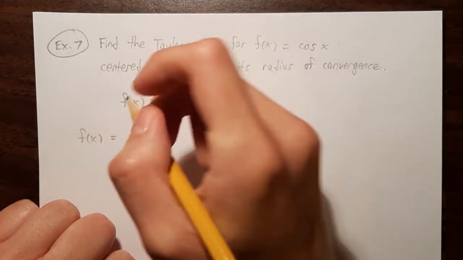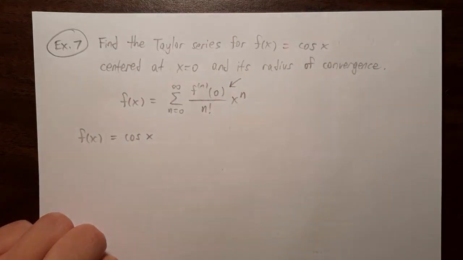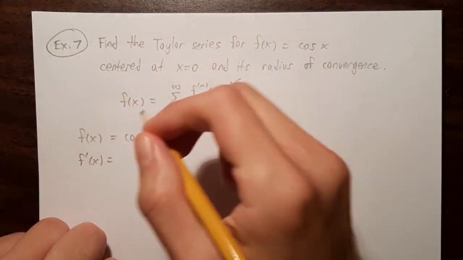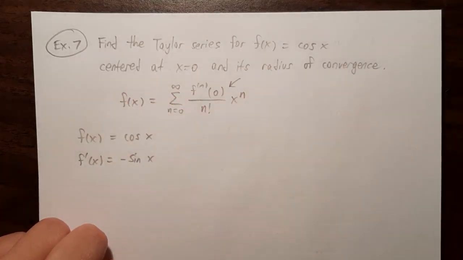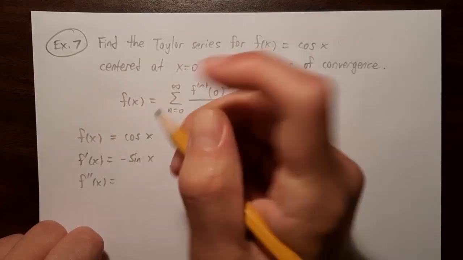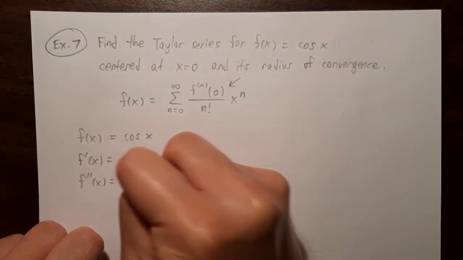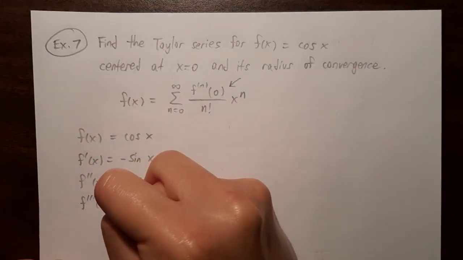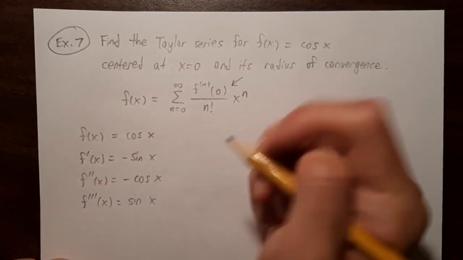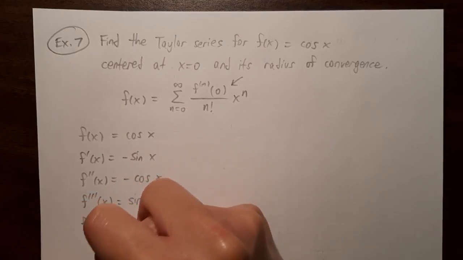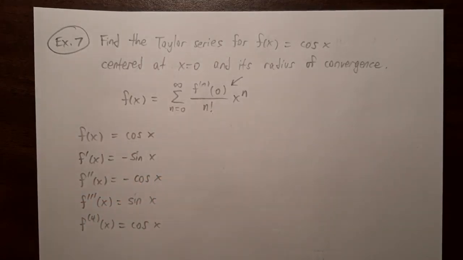So let's start off. We have the 0th derivative is the original cosine of x. The first derivative is going to be negative sine x. Second derivative is going to be negative cosine x. Third derivative is going to be positive sine of x. And fourth derivative, we've gone full circle, we're back to cosine. All right, so that's probably enough.